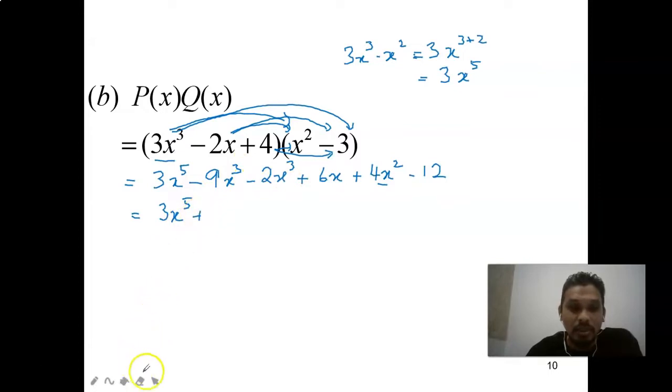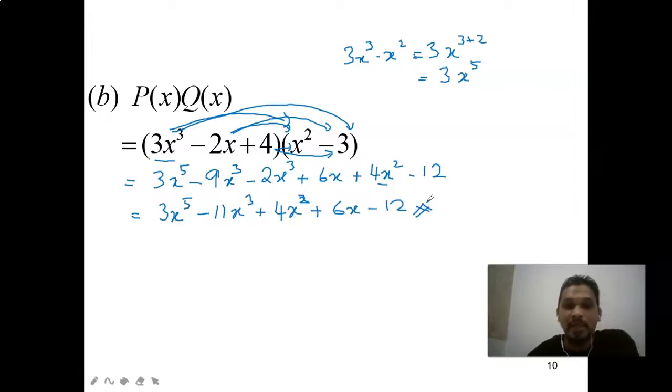For this one, please be careful. Sometimes we can make a simple silly mistake while solving this. Negative 9x cubed minus 2x cubed is minus 11x cubed, and then plus 4x squared plus 6x minus 12. There you go.